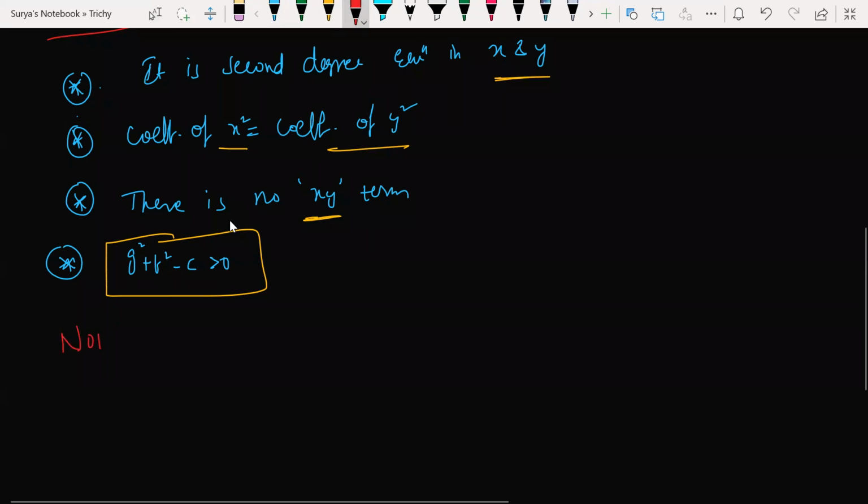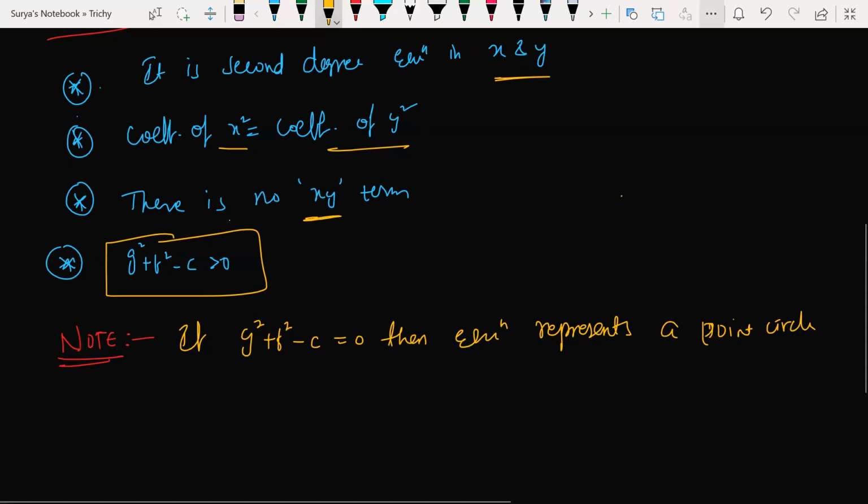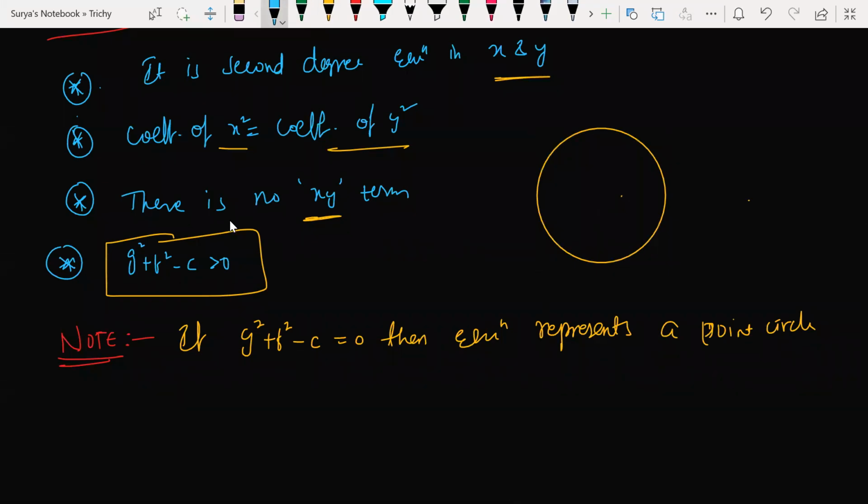Now let us take a note on the point which our Adesha has given. Okay, so look at it here. If g square plus f square minus c is equal to 0, then that equation represents a point circle. Okay, use common sense. If it is 0, my radius is nothing. To draw a circle I need some radius, right?